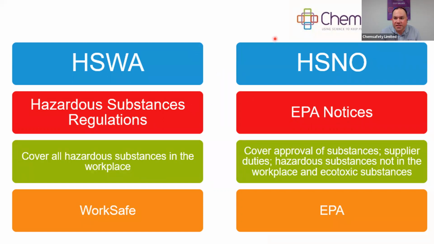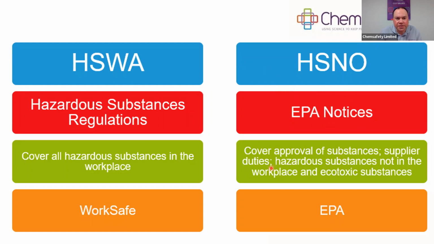Now, on the other side of the fence here, we have our HAZNO Act, which stands for Hazardous Substances and New Organisms. Now, instead of regulations, the HAZNO Act has EPA notices. In these EPA notices, there are EPA labelling notices, safety data sheet notices, classification notices, hazard property control notices, as well as minimum degree of hazard notices. So this is actually where we draw the definition of a hazardous substance from. So it's still from this particular part of legislation.